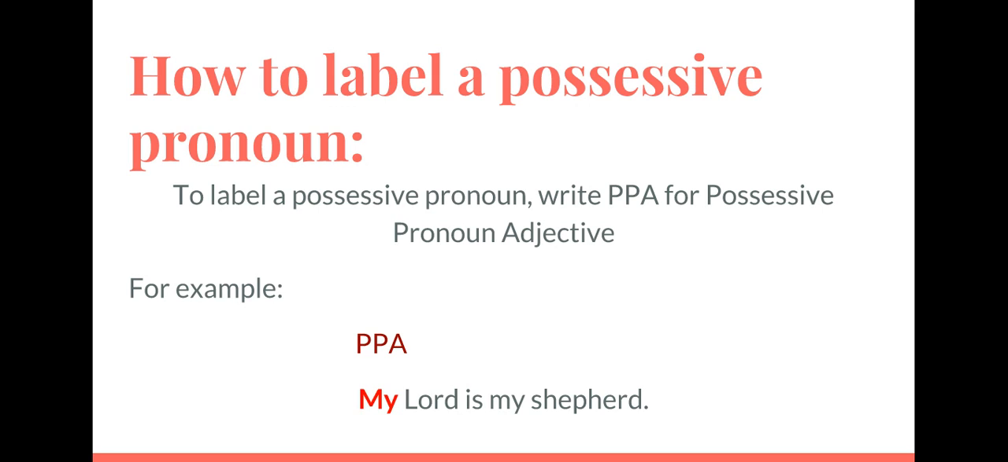So in our last example, my Lord is my shepherd, we'd label my as a possessive pronoun adjective, and so it would be PPA. It's tempting to say just a PPA all the time, but really we should be saying possessive pronoun adjective to help us remember what that means.